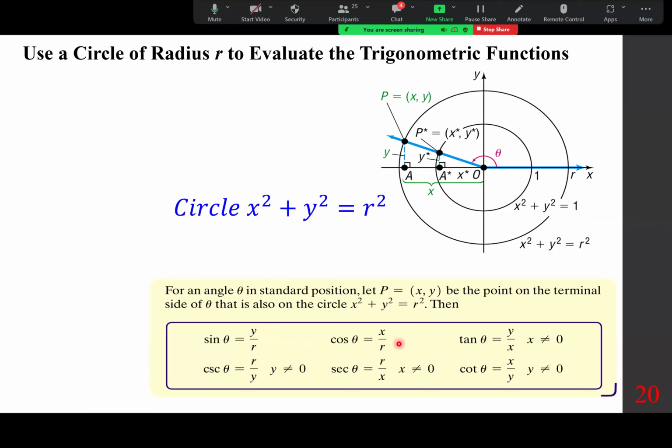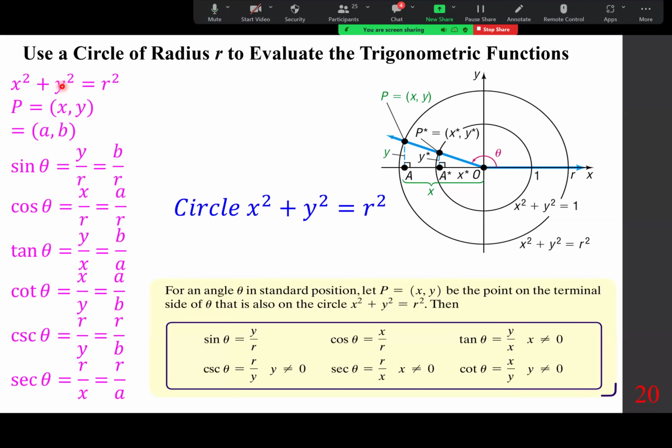Just pay attention to these two. The rest of them follow, meaning tangent is sine over cosine, it remains as y over x. Now cosecant, the rest of them are the reciprocals. Cosecant is r over y instead of 1 over y. Secant is r over x. Cotangent is x over y. Needless to say, none of the denominators can be 0.